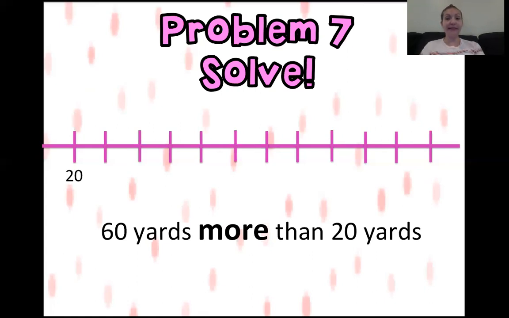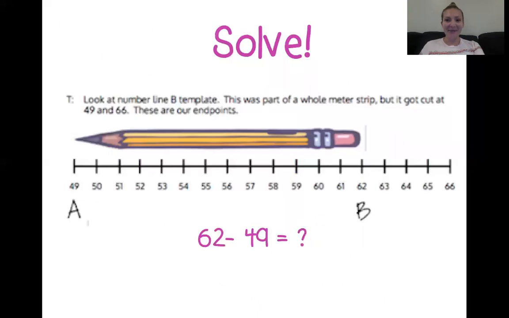It will be on the left because then we have to jump to find more. And the last problem is a little bit different, but still uses a number line to help us with subtraction. So let's look at this pencil. The number line below it used to be a whole ruler or a whole meter strip, but it got cut. So we only have between 49 and 66.